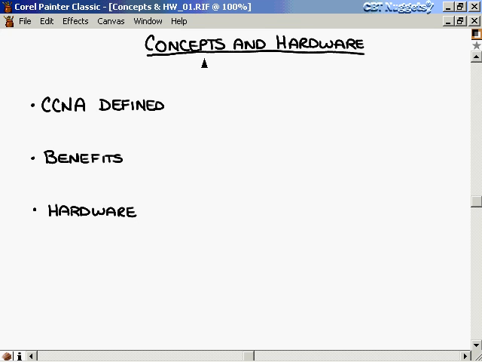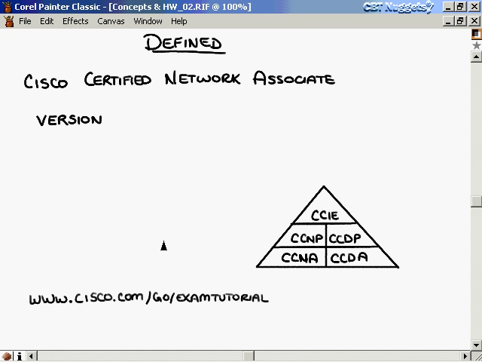We're going to go over the concept of what a CCNA is and the benefits associated with that certification. And then also we're going to take a look at the hardware involved in preparing this series and also the hardware that you will be responsible for as a CCNA and have a solid understanding of. Our definition of a CCNA is going to start by breaking out the acronym. And here we see that it stands for Cisco Certified Network Associate.